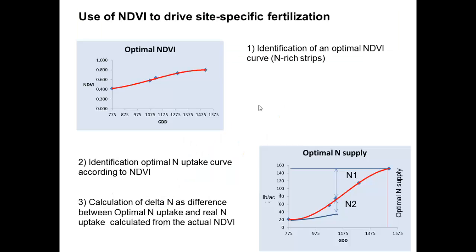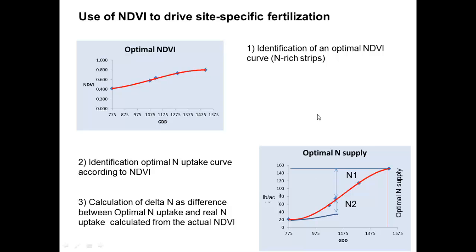Here I just want to show how we can use variable rate application. We build a curve of optimal NDVI, for example, with a nitrogen-rich strip, so without nitrogen limitation. According to the relationship you have seen before, we build a curve of optimal nitrogen supply, and then we go into the field.